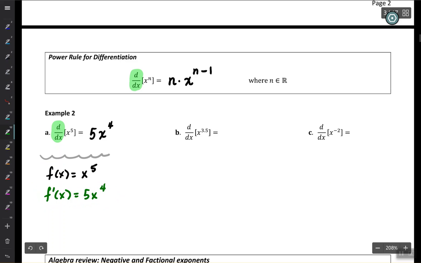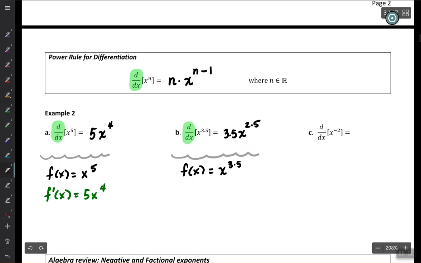All right, the derivative of x to the 3.5 power. That's just going to be 3.5 times x to the 3.5 minus 1, which is 2.5. And done. Equivalently, if I gave you the function f of x is x to the 3.5 power, and asked you to go ahead and find the derivative, you bring that power down in front, x to the 1 less power.